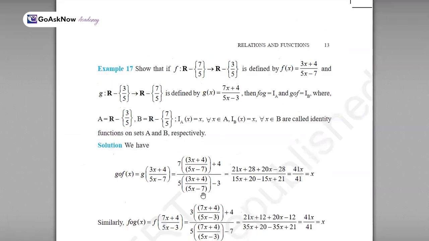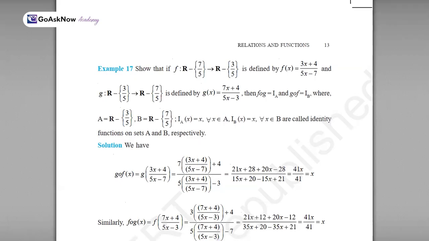So here is another example that is good. Example 17: show that if f is a function from R minus 7/5 to R minus 3/5, defined by f(x) = (3x + 4)/(5x - 7), and g is a function from R minus 3/5 to R minus 7/5, defined by g(x) = (7x + 4)/(5x - 3).